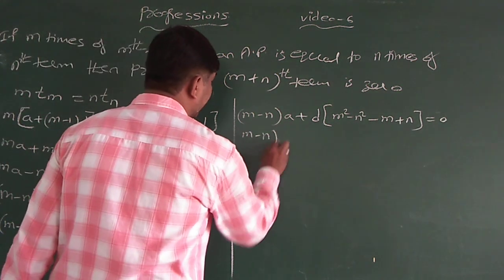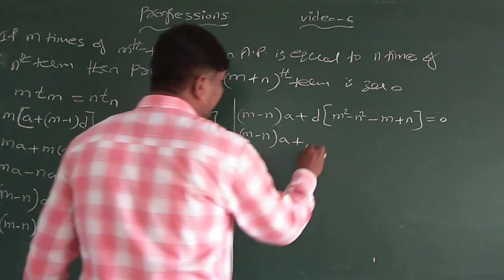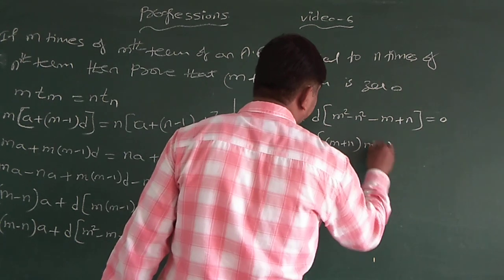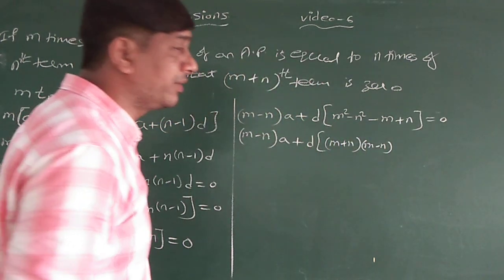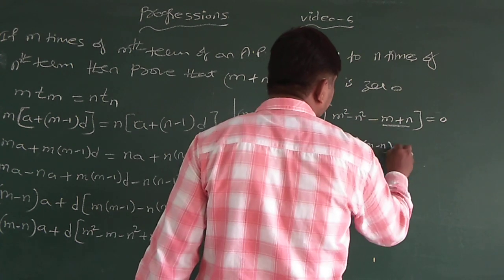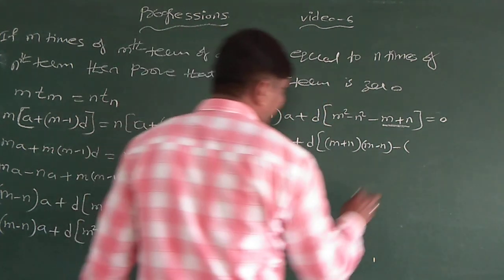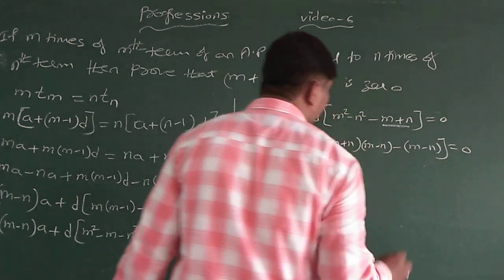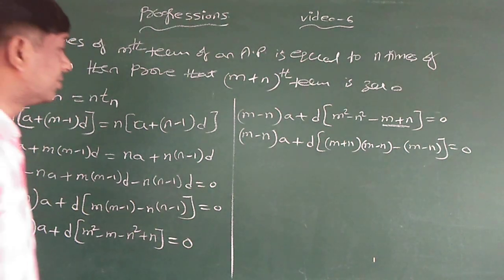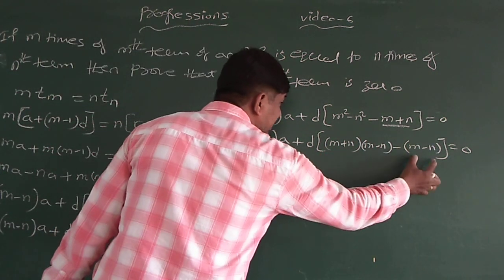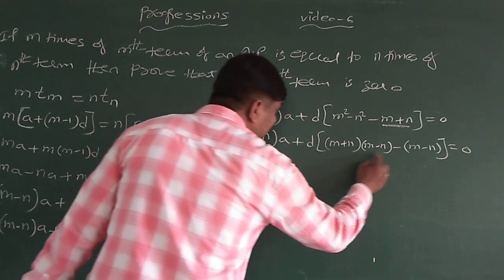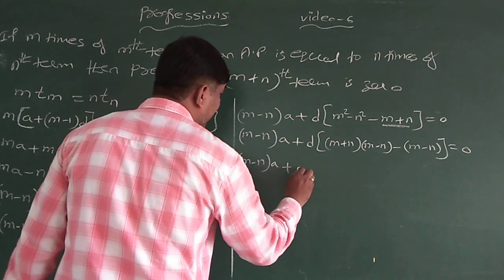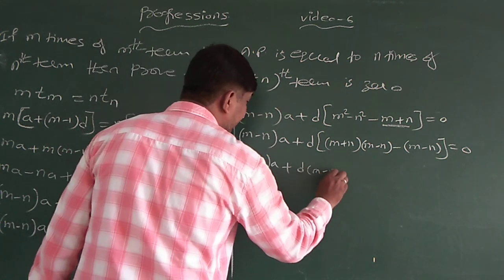So m minus n into a plus d into, this is m plus n into m minus n, because a square minus b square is a plus b into a minus b. From these two terms I take minus common. When I take minus common, this becomes m minus n is equal to 0. Now, minus before, minus after, two terms are there. In these two terms m minus n is common. So m minus n into a plus d into m minus n you take common.